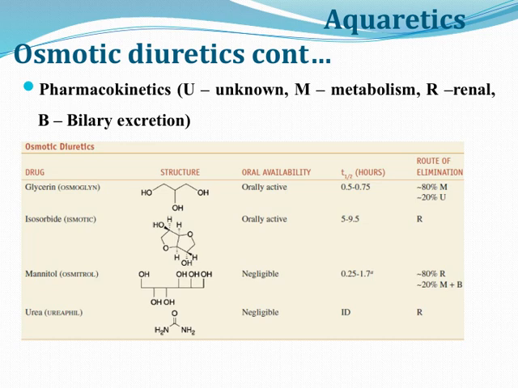As you can see here, we categorize the pharmacokinetics into different processes: U for unknown, M for metabolism, R for renal excretion, and B for biliary excretion. For osmotic diuretics, their absorption, distribution, and elimination can vary, but generally, their primary route of elimination is through the kidneys, which is indicated here by R. Understanding these pharmacokinetic pathways is crucial because it helps us determine how these drugs act, how quickly they work, and how they are cleared from the body.